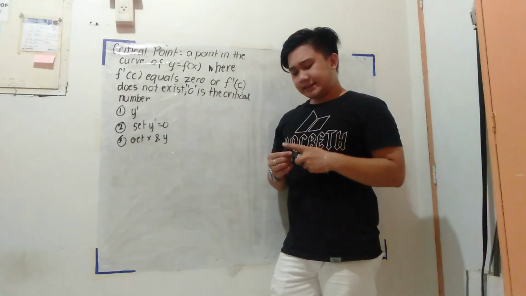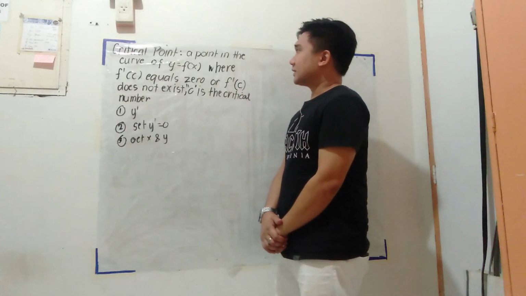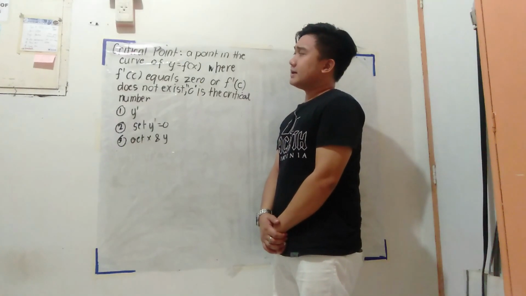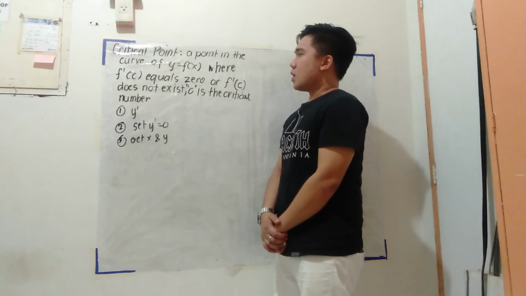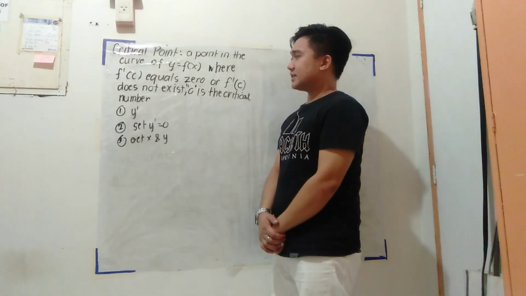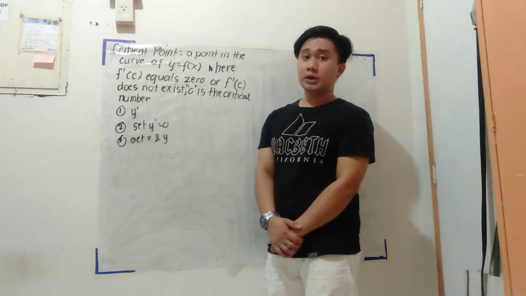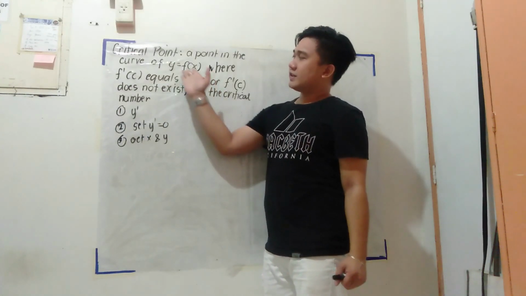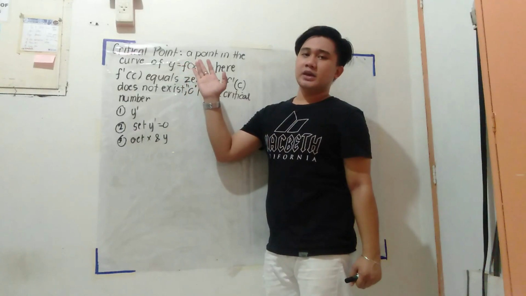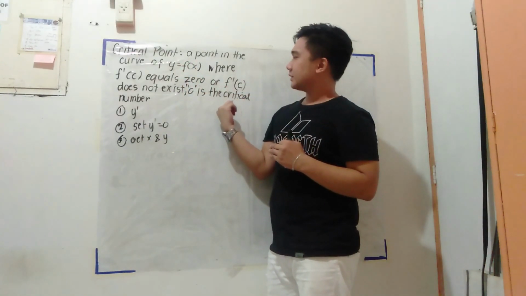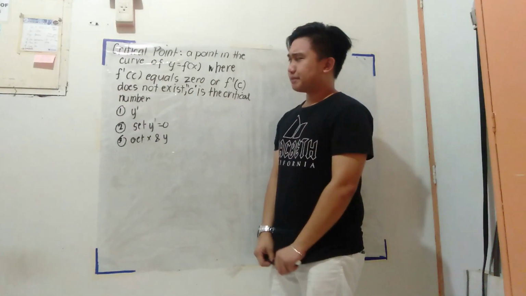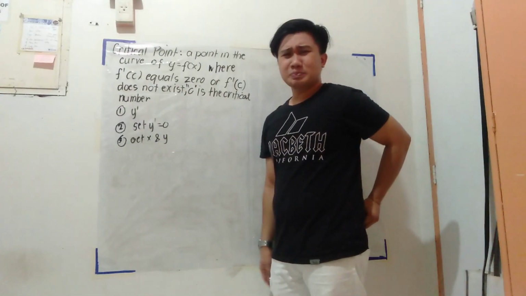Pag sinabi natin critical points, sabi dito, a point in the curve of y equal to f of x where f prime of c equals 0 or f prime of c does not exist, c is a critical number. Yung unang definition, para yun sa mga equation na third degree and higher, at itong pangalawa, para naman to sa mga equation na second degree. Pero wag nyo nang alamin yung part na yun.